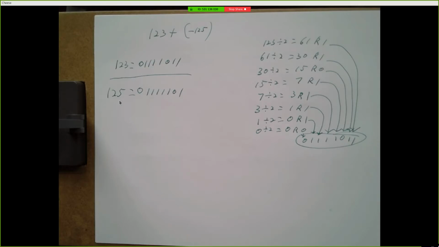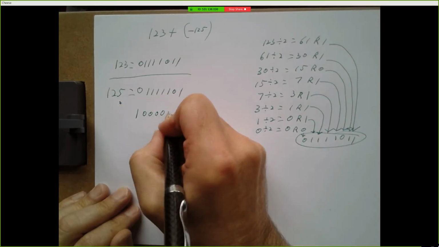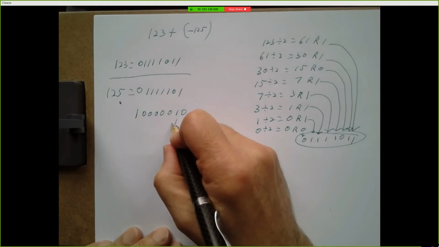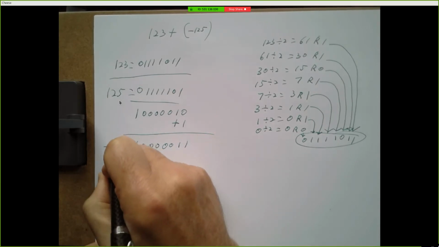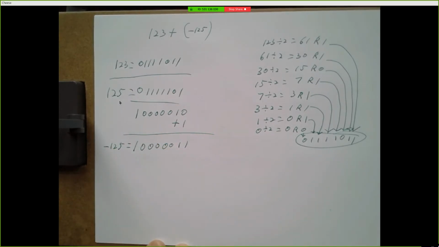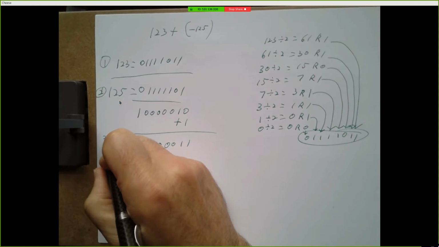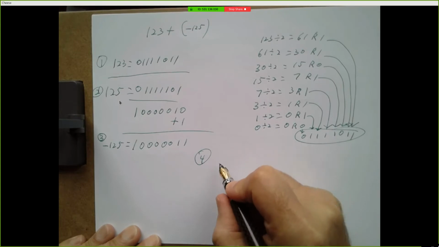Okay, next step, write negative 125. How do we do that? 2's complement. Okay. We just flip around the 1s and 0s. Wherever there was a 1, we make it a 0, and then the 0s turn into 1s. Right, so we flip around the 1s and 0s, and then we have to do one more thing. We have to add 1, and that's going to give us negative 125. All right, so we wrote 123, we wrote 125, we took its 2's complement to get negative 125. The last piece, well, almost the last piece of this is to do the addition.